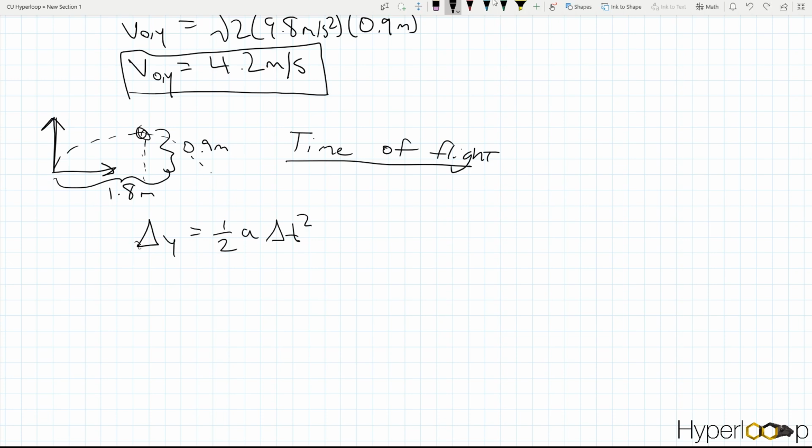So if we take this equation and run through it, our delta y is 0.9 meters. That's how high we need to get up. And our acceleration is in the y direction, so that's, again, the 9.8 meters per second squared of gravity. And our delta t is what we're solving for, so then our delta t squared.